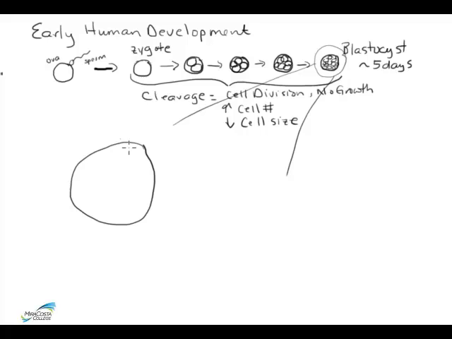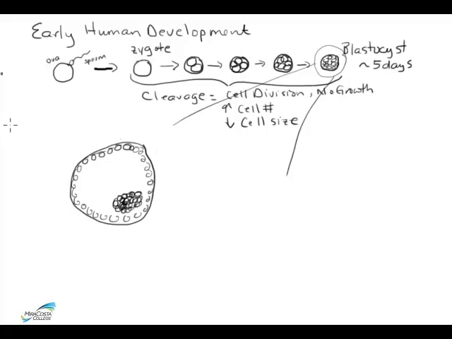So if we looked at it in cross-section, we would see that there's an external layer of cells all around the outer surface of that blastocyst. So again, we're looking at a cutaway view of what this blastocyst looks like on the interior. And then we would see a cluster of cells all tightly compacted together.